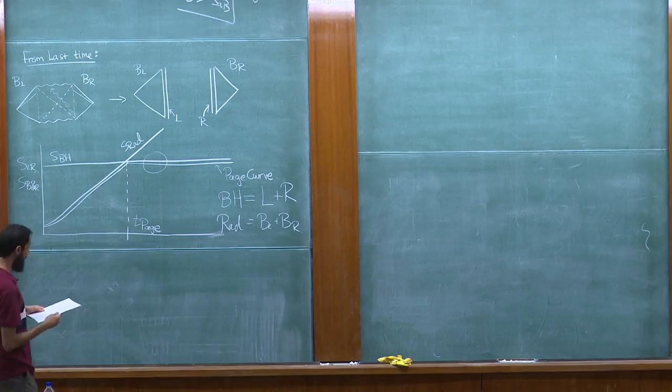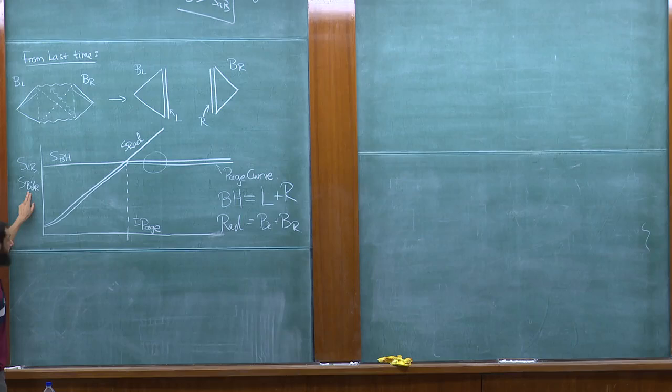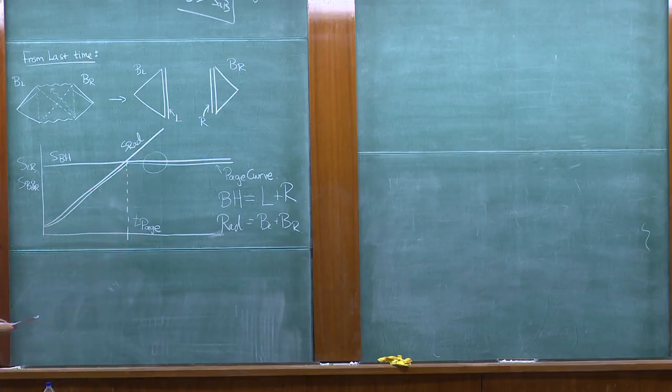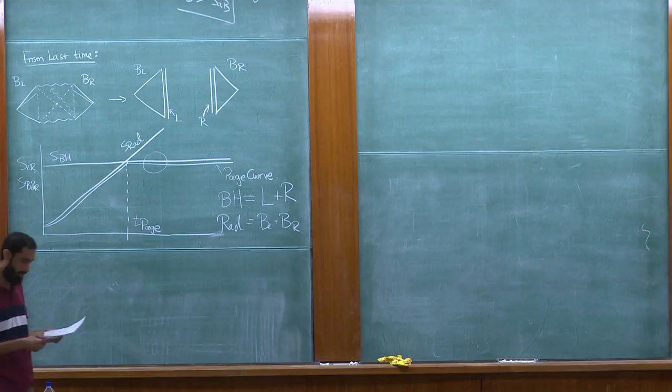But recall, we computed what the entropy of BL-BR was. We just used regular CFT techniques in the bath system, and we found this ever-increasing entropy. I will address this issue later, and for now, define how I'm going to compute the entropy of LR.